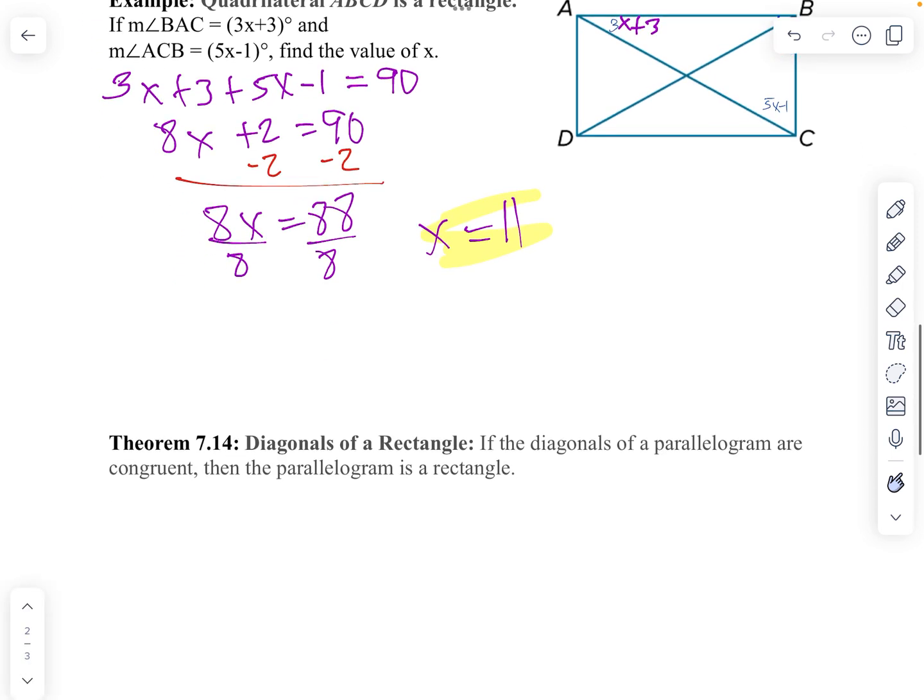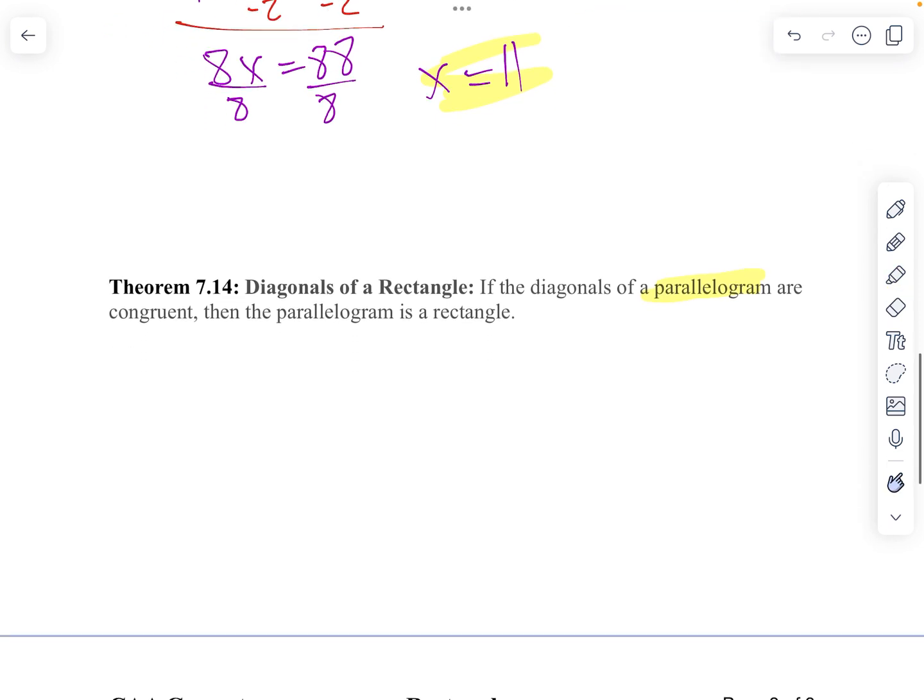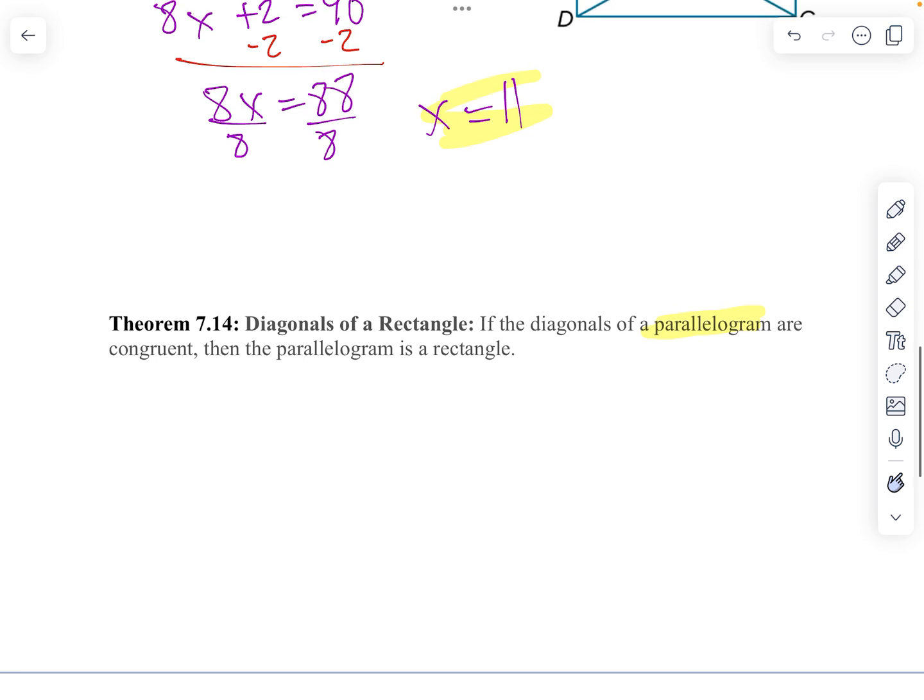And then we have the converse theorem. But the one thing about the converse theorem is pay attention to the if part. It's got to be a parallelogram first. So if the diagonals of a parallelogram are equal, then we know that is going to be a rectangle. It's not just any quadrilateral. It's got to be a parallelogram first. We have to show it's a parallelogram first or be told it's a parallelogram. Then we can do it.